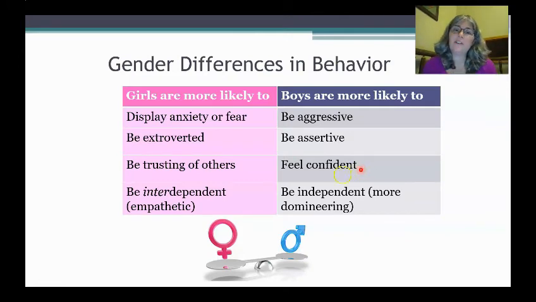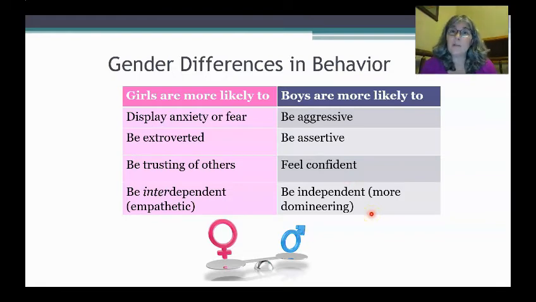Now here's another interesting difference. Let's look up here. Girls have more anxiety and fear. Studies have found that this tends to push them to study harder because they worry about getting bad grades. Since boys have higher self-esteem, they tend to not study as much because they have more confidence in their abilities.